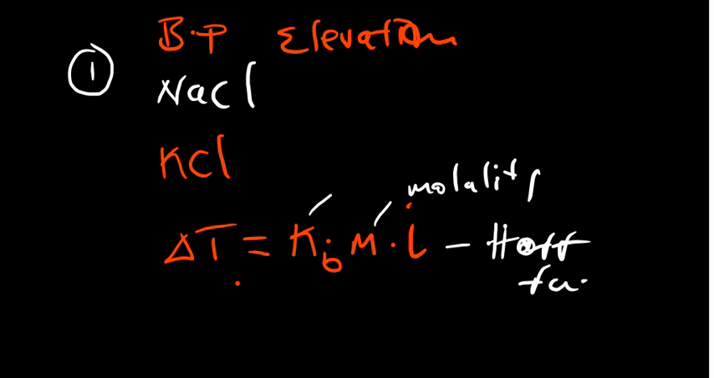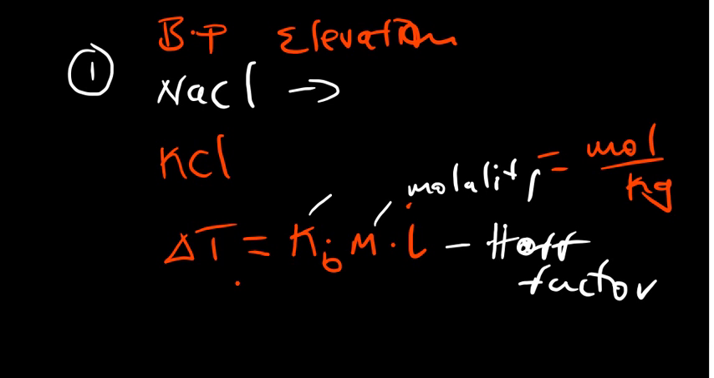Now what are these? Molality is the number of moles dissolved in a kilogram of solvent. Van't Hoff's factor is determined as the number of ions in that salt. For example, if you write the dissolution of sodium chloride, it splits into sodium and chloride ions. So there are two ions there.